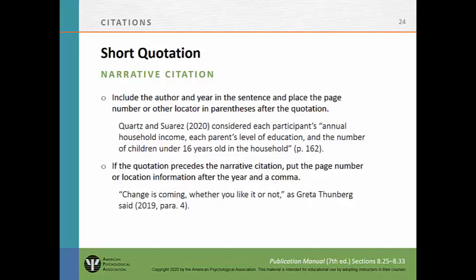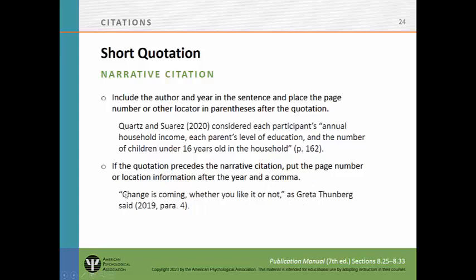Okay. Here's what a narrative citation looks like. Quartz and Suarez. There's the date. Consider each participant, and then we have the quote. And then there's a space here, and then you have your citation. We don't need the author's surnames and the date because they're already here in the narrative. So as long as you mention each piece, then you don't have to put them in the same parentheses.